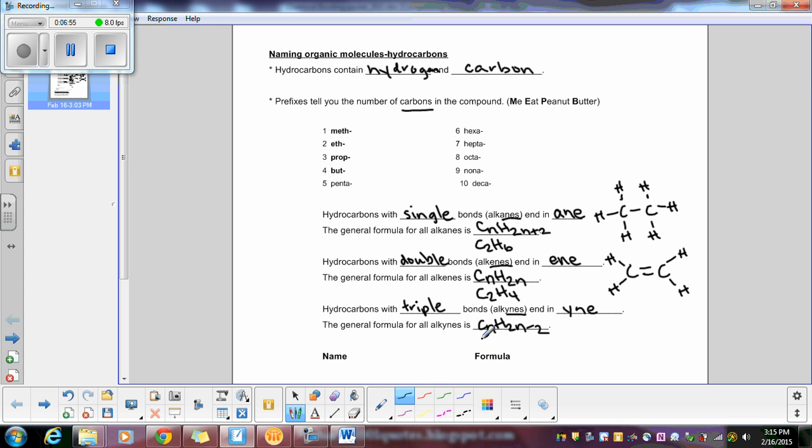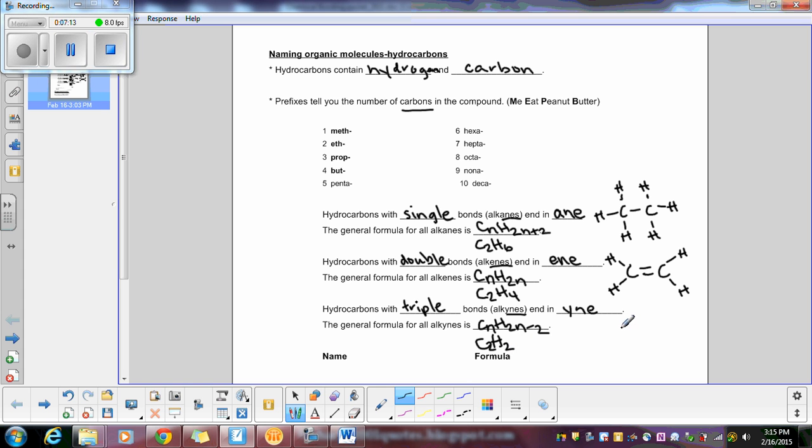So if I look at ethyne, right, eth tells me I still have 2 carbons. I'm keeping that the same. But now to find my hydrogens, I take 2 times 2, which is 4, minus 2, which is 2. So ethyne only has 2 hydrogens.